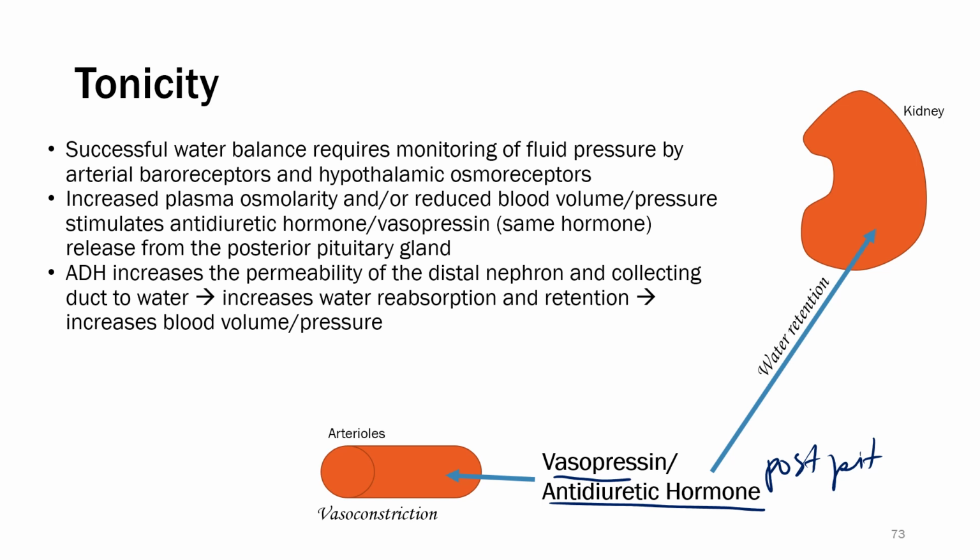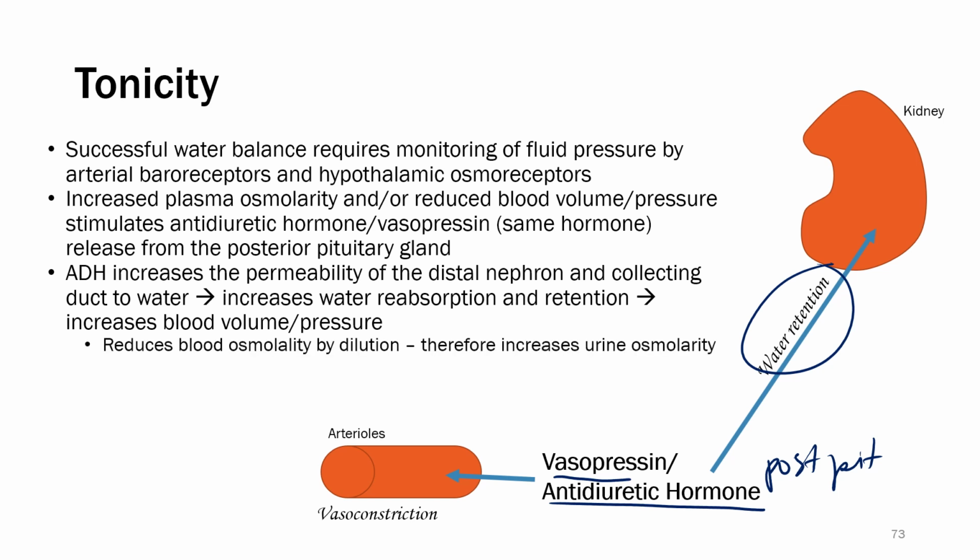And what antidiuretic hormone does is it goes out and increases the permeability of the distal nephron and collecting duct to water, so it's going to help retain water at the kidneys. And so that will increase the blood pressure then. Reduces blood osmolality by dilution because it's retaining the water.